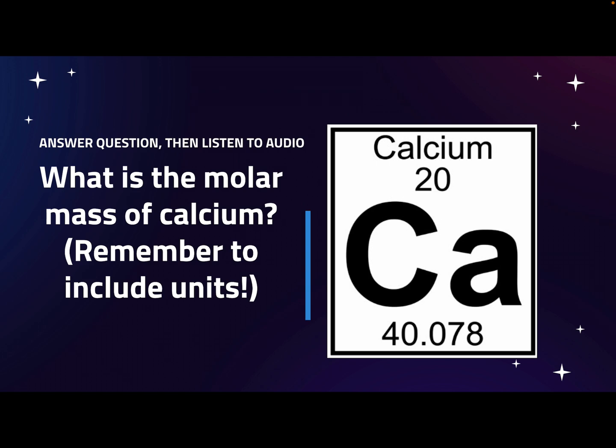40.078 grams per 1 mole of calcium. That's exactly right. So what this is saying is that if you had 1 mole of calcium atoms, 6.022 times 10 to the 23rd calcium atoms, it would weigh 40.078 grams.